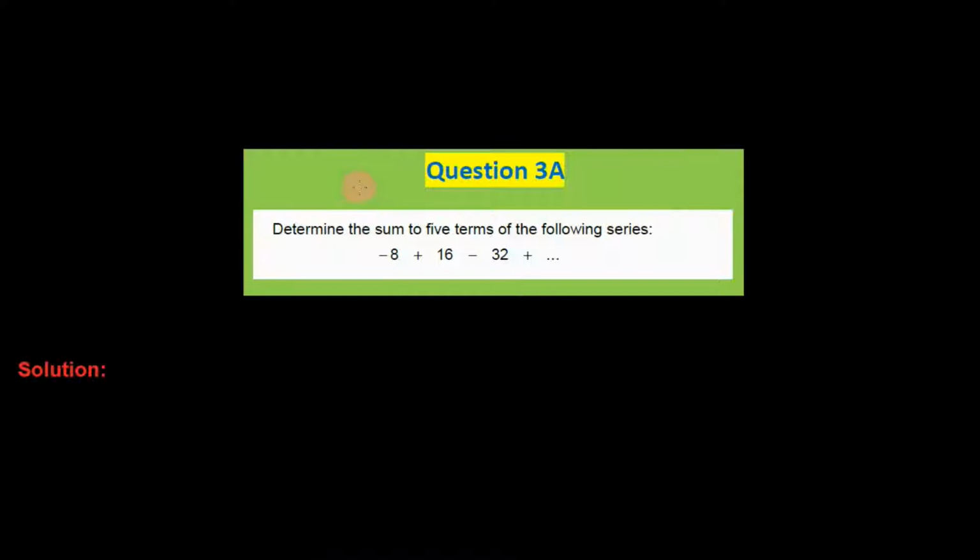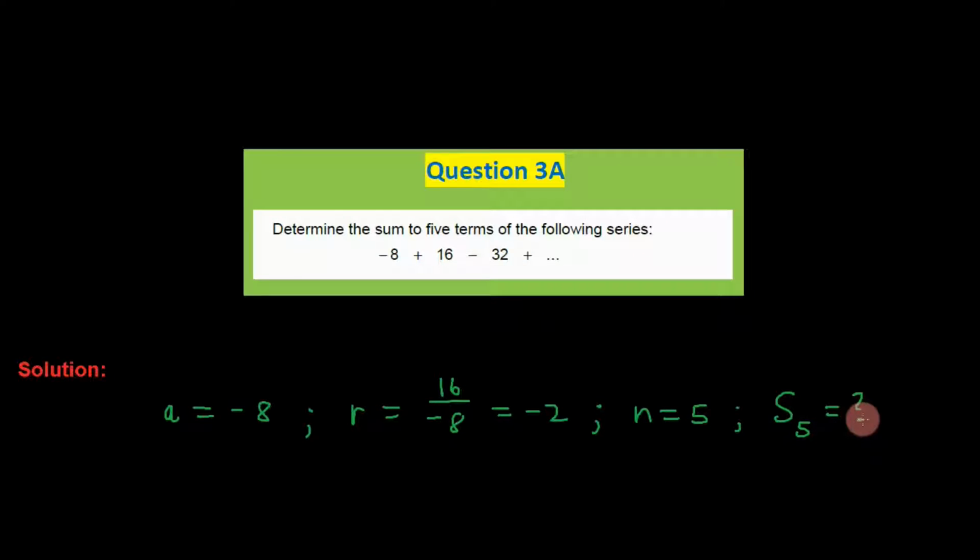So let's look at your answer to this question. It says determine the sum to 5 terms of the following series, and we are given this geometric series. So writing down what we have and what we need to find. A is the first term, and that's negative 8. R, the common ratio, we can get by taking term 2 divided by term 1, and that's negative 2. N is given as 5. We have to find the sum to 5 terms. So we have to find S sub 5.